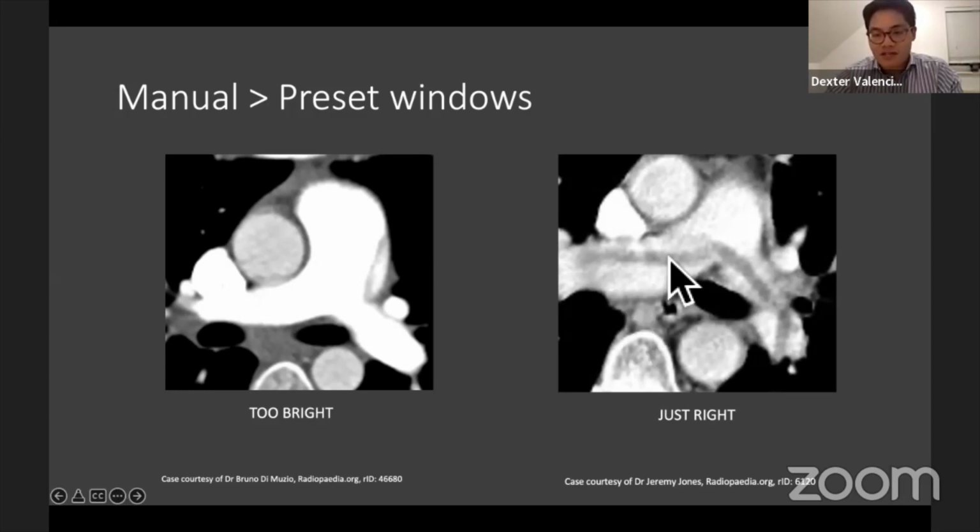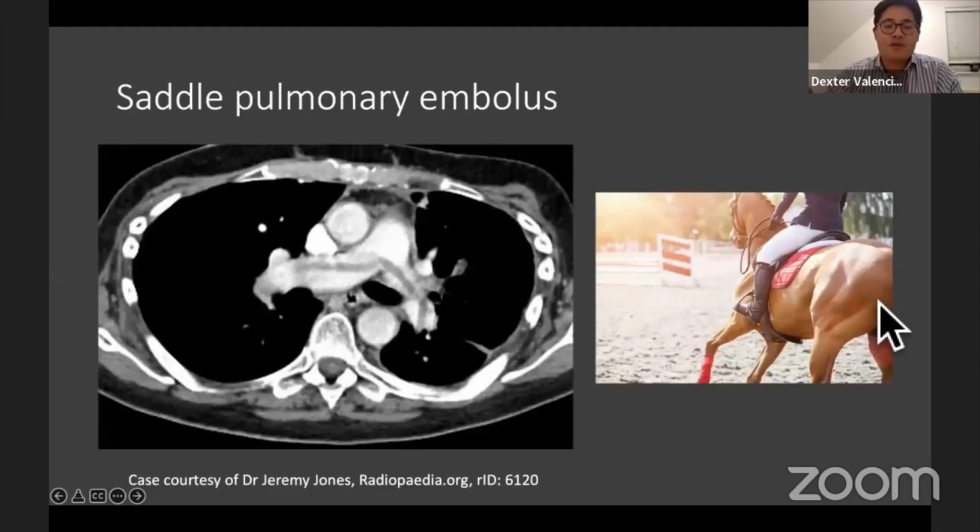Here we have this large PE going across the left pulmonary artery and the right, and it's joined together. That's what we call a saddle pulmonary embolus. It's related to a saddle that you'd see on a horse. It goes over the back. That's what this is.